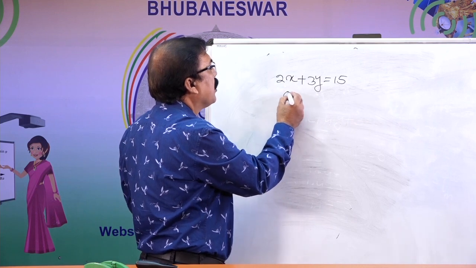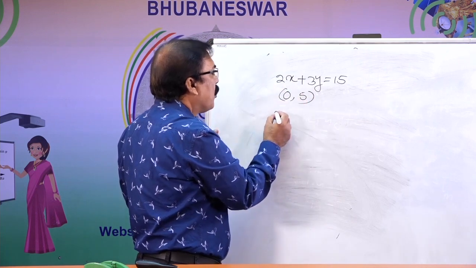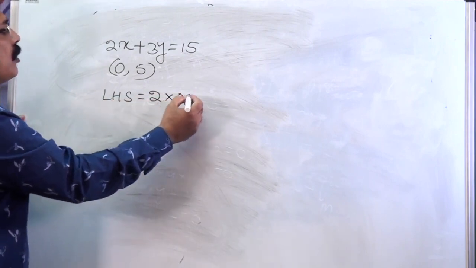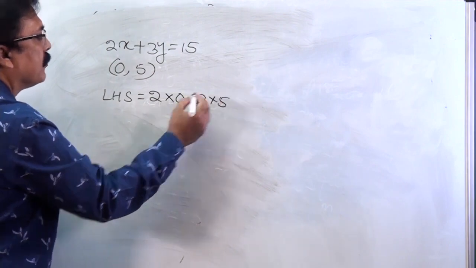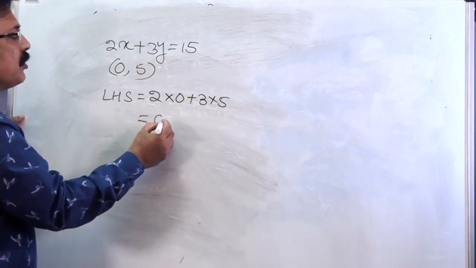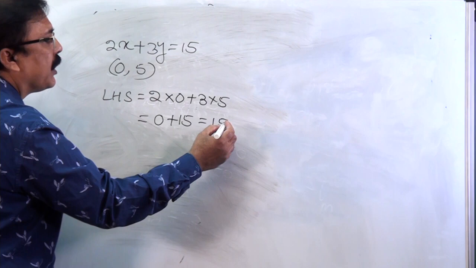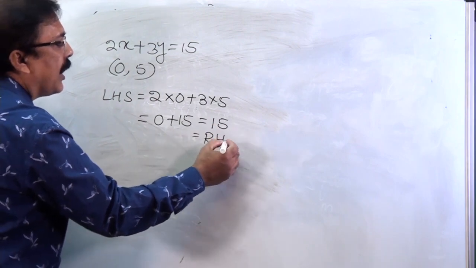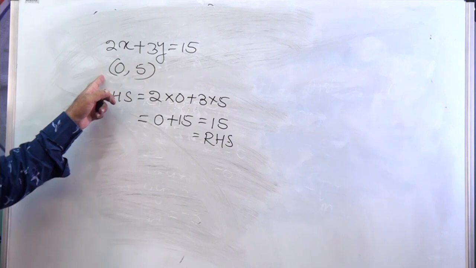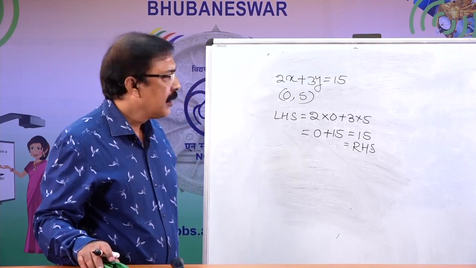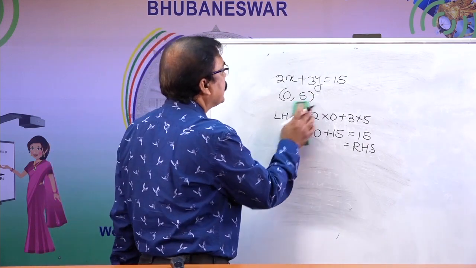First solution is given: 0, 5. On the left-hand side, substitute: 2 into 0 plus 3 into 5. 2 into 0 gives 0, plus 3 into 5 gives 15. So this gives 15, which equals the right side. So these values of x and y, that is 0, 5, represent the solution of this equation.